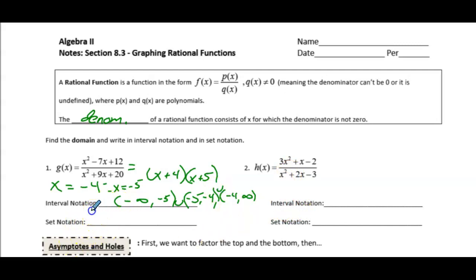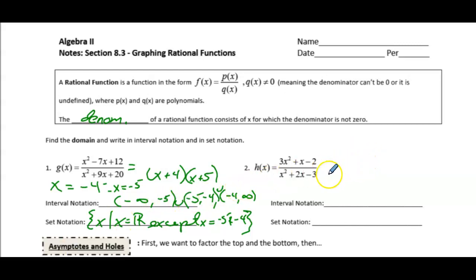In set notation, remember that's the fancy bracket, x with the bar. Then x is everything real, so it's all real except x equaling -5 and -4.